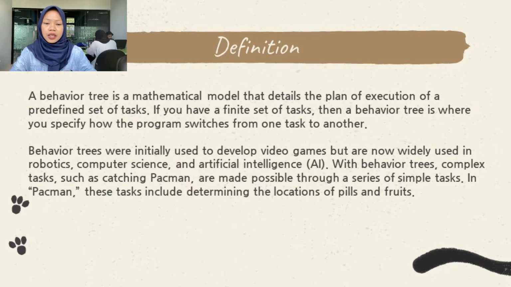Behavior trees were initially used to develop video games but are now widely used in robotics, computer science, and artificial intelligence. With behavior trees, complex tasks such as catching Pac-Man are made possible through a series of simple tasks. In Pac-Man, these tasks include determining the location of pills and fruits.